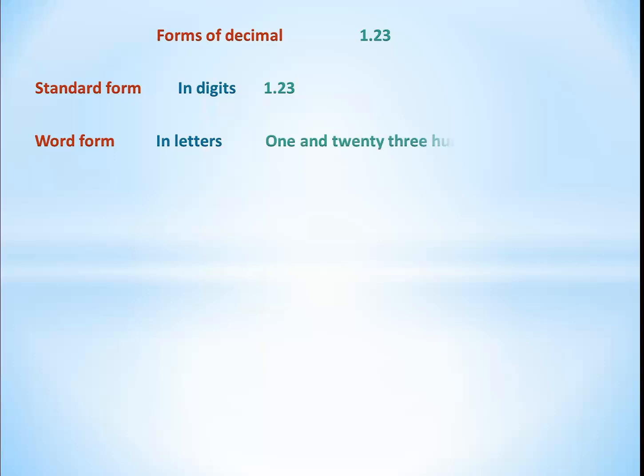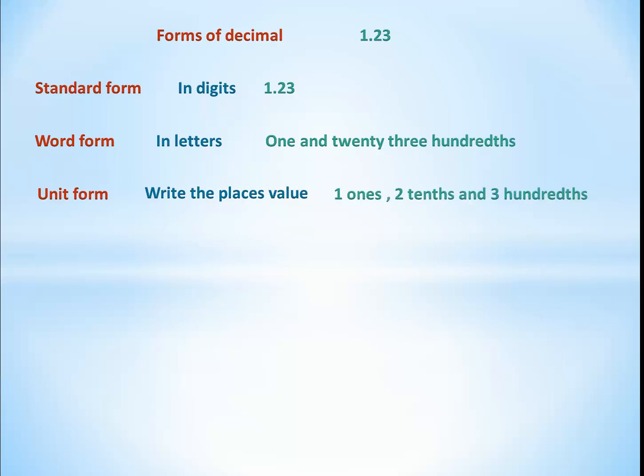Okay, forms of the decimal 1.23. We have standard form, which is 1.23. Word form, in letters, we are going to write 1 and 23 hundredths. Unit form, we are going to write the places of each digit. So we are going to write 1 one, 2 tenths, 3 hundredths. Expanded form, we are going to write the values of each digit.